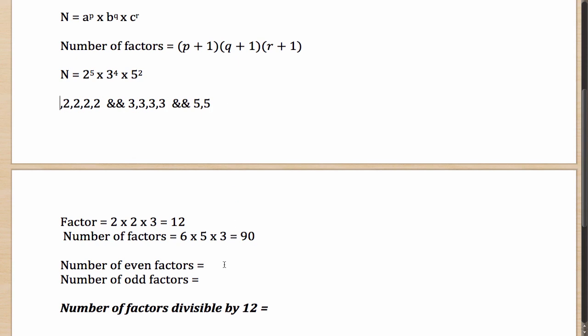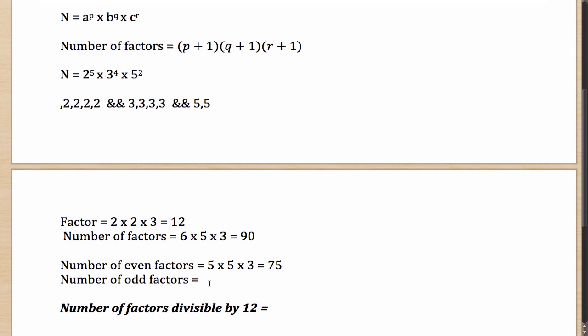So what is the number of choices now? 5 for the 2s, 5 for the 3s and 3 for the 5s, which gives me a total of 75. 5 into 5, 25 into 3 is 75. So my number n has 75 even factors.